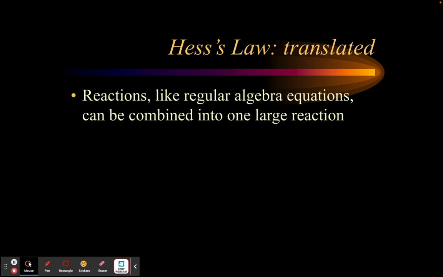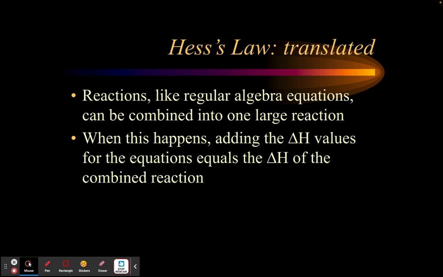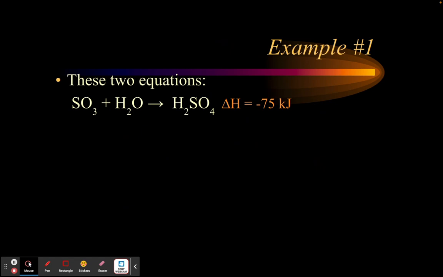So what are we really meaning here? Reactions are similar to algebraic equations, and they can be combined into one large reaction. When this happens, adding the delta H values for the other equations equals the delta H of the combined equation. Let's try an example. So imagine these two equations.